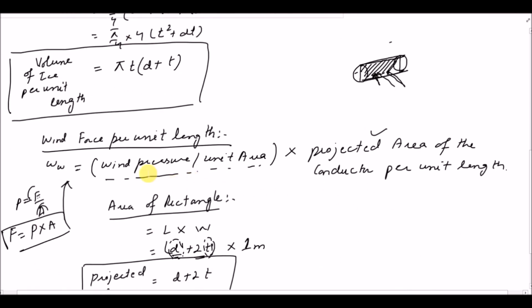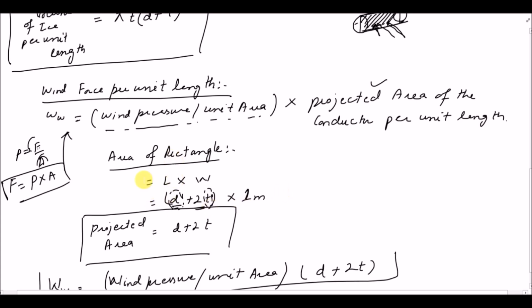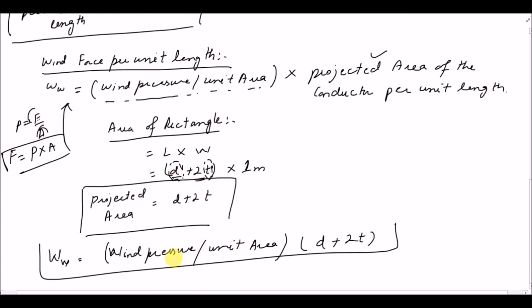And for the calculation of wind force per unit length, again the weight that is introduced by the blowing wind is the multiplication of wind pressure per unit area into the projected area, not the actual area. In the case of the cylinder, the projected area is just a rectangle, because whenever the wind is blowing into the conductor, it is just acting as a rectangle to the wind. So we calculated the area of the rectangle and then multiplied it with the wind pressure.